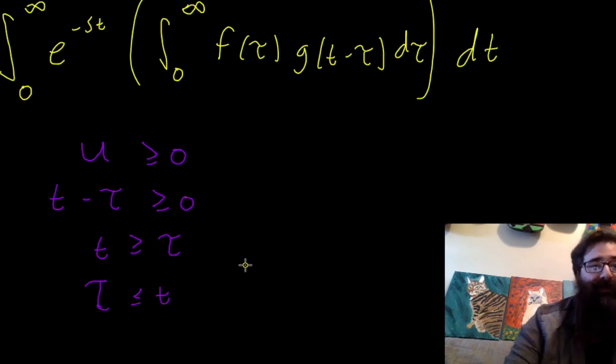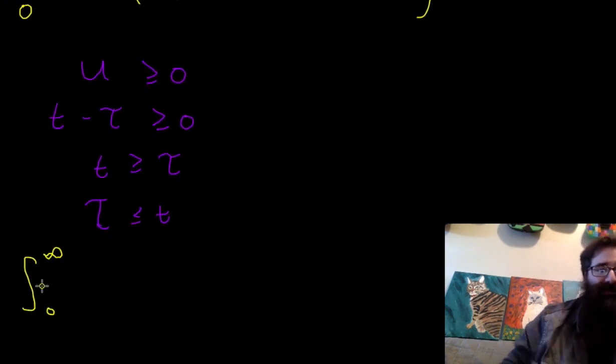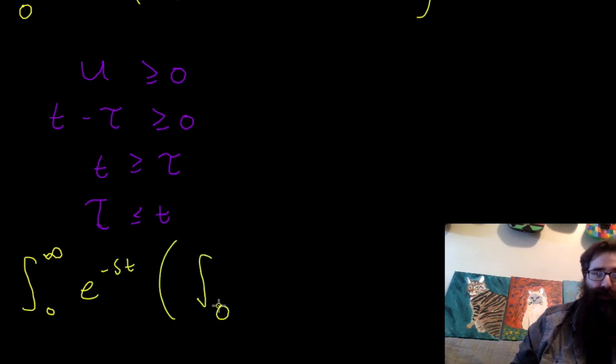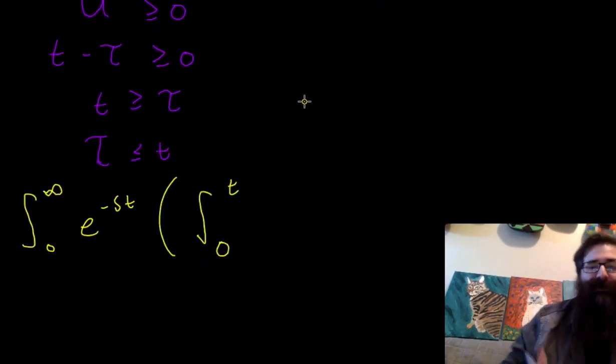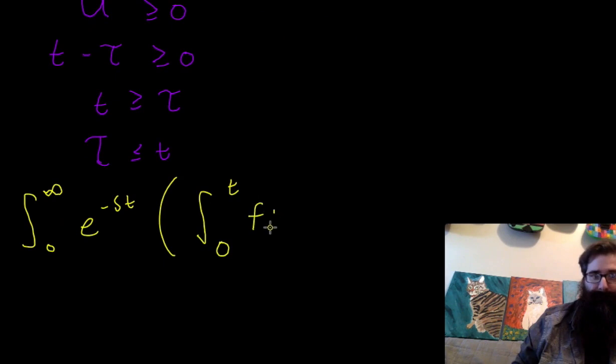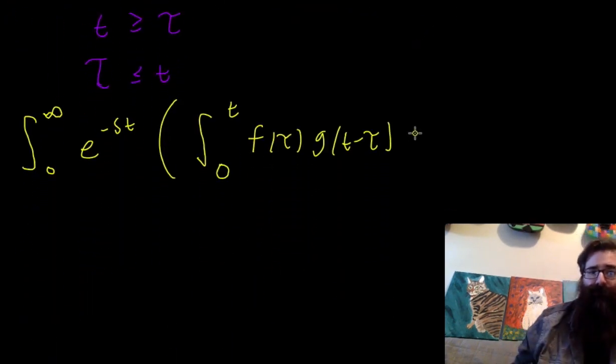And when I make that replacement, we get the integral from 0 to infinity of e to the minus st of the integral from 0 to, and not infinity, we're going to say from 0 to t, since bounds on tau only have to go up so far as t, of f of tau g of t minus tau, and that was d tau for the inner integral, and then dt.